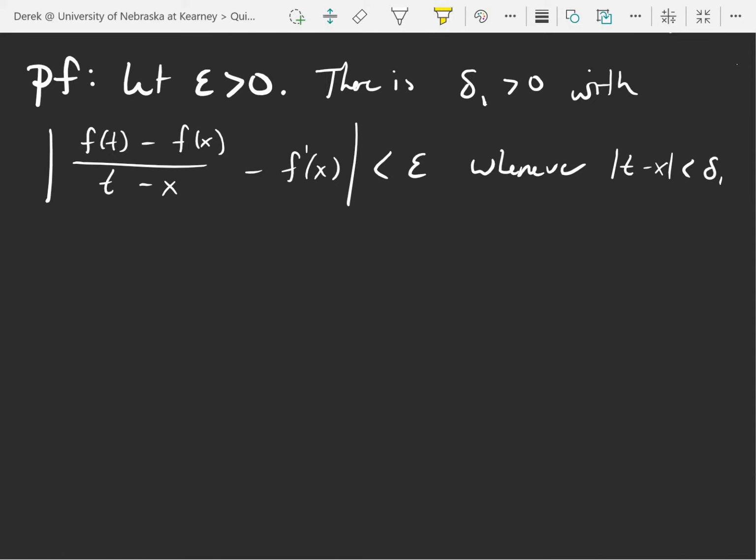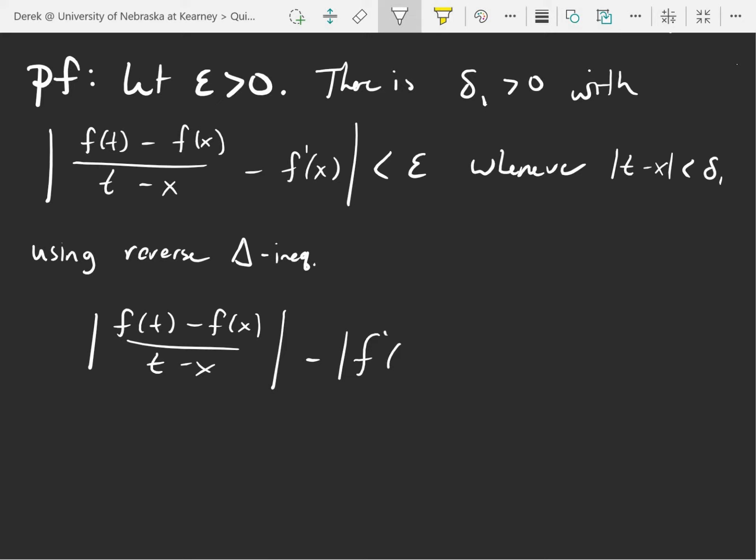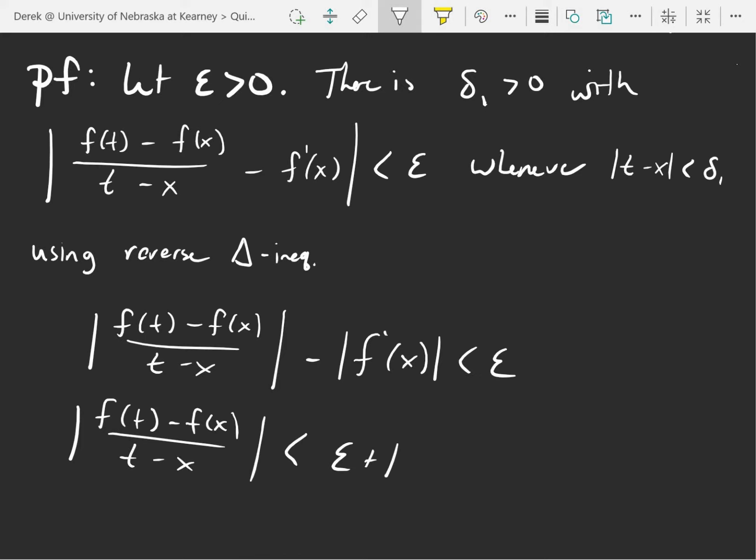Okay, so delta 1 is going to give us a little bit of a bound on things to start with, and we're going to have to do a minimum delta argument again. Before we do that, I want to use the reverse triangle inequality on this. Using the reverse triangle inequality, we see that |(f(t) - f(x))/(t - x) - f'(x)| is less than epsilon. Let's add f'(x) to both sides: |(f(t) - f(x))/(t - x)| is less than epsilon plus the absolute value of f'(x).